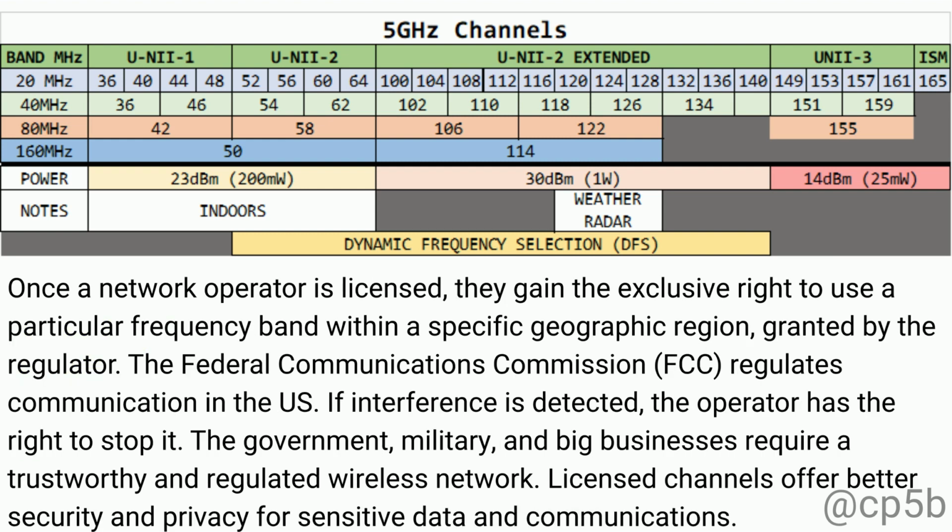Once a network operator is licensed, they gain the exclusive right to use a particular frequency band within a specific geographic region, granted by the regulator. The Federal Communications Commission, FCC, regulates communication in the U.S. If interference is detected, the operator has the right to stop it. The government, military, and big businesses require a trustworthy and regulated wireless network. Licensed channels offer better security and privacy for sensitive data and communications.